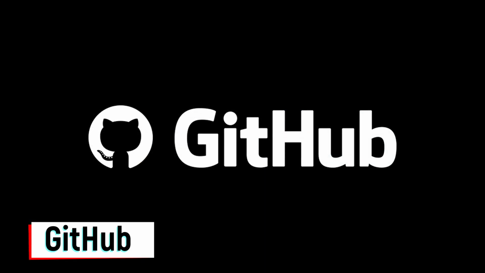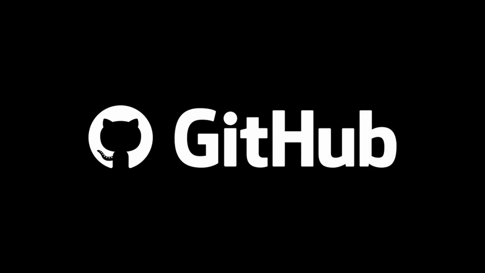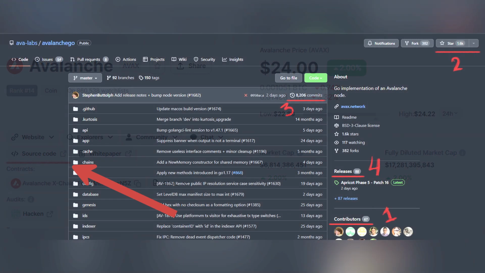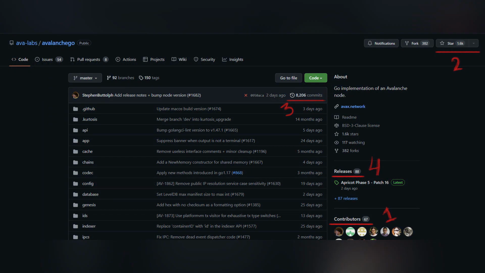GitHub is a project and code version management system and social networking platform designed for developers. It allows you to collaborate with other people around the world, plan projects, and track your own and others' work. To find the GitHub of a particular project, we can still use CoinMarketCap by selecting the appropriate coin and clicking on the source code button. We are redirected to the Avalanche project's public repository on GitHub.